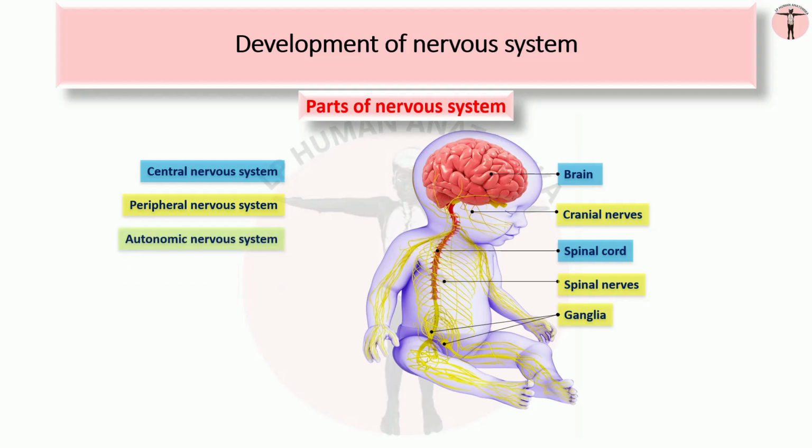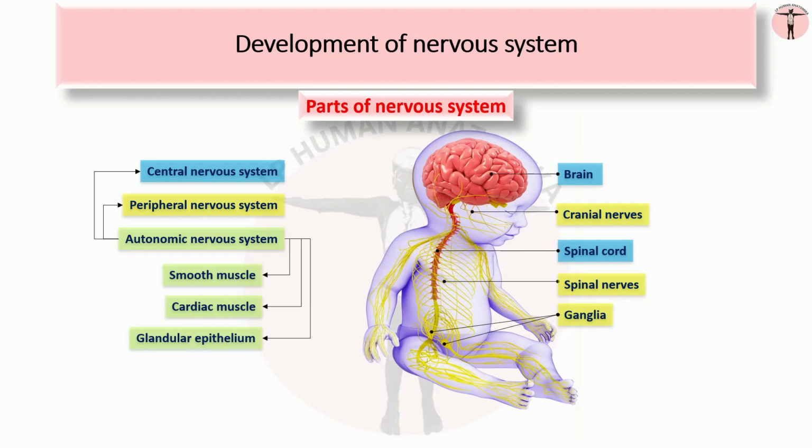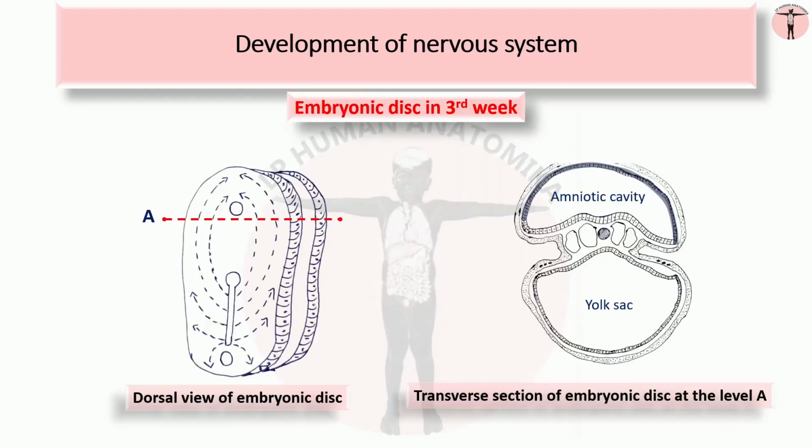Autonomic nervous system is present in both central nervous system and peripheral nervous system, consists of neurons that innervate smooth muscle, cardiac muscle, glandular epithelium, or combinations of these tissues. Please note this important point. All the structures in the nervous system are developing simultaneously, but for our convenience and understanding, we will discuss it one by one. Before going into further development of the neural tube, let us recall the process of neurulation.